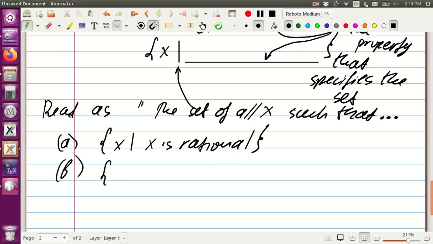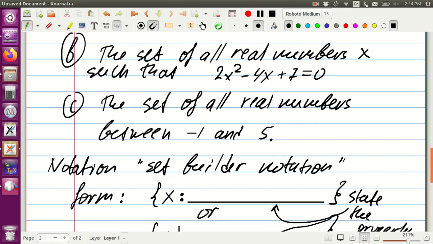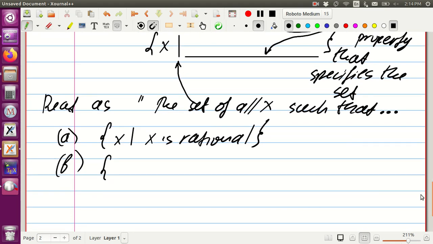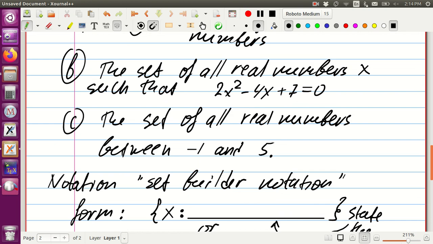Part B, what did part B say? Part B says the set of all real numbers x such that it's a solution of this quadratic equation, 2x squared minus 4x plus 7. So x such that 2x squared minus 4x plus 7, I think, is equal to 0. Right? 2x squared minus 4x plus 7.